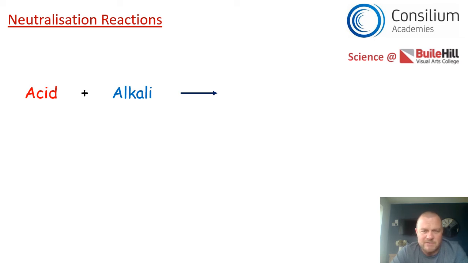So if I have an acid, which I put in red, and I have an alkali, which I put in blue, and I add them together in the right amount to neutralise one another, I will always make a salt and water, the water being the neutral part of it. Okay, so it's always water, not hydrogen like the reaction last week, but water. And it's the name of the salt that I want us to be able to do by the end of the lesson. So let's have a look at an example.